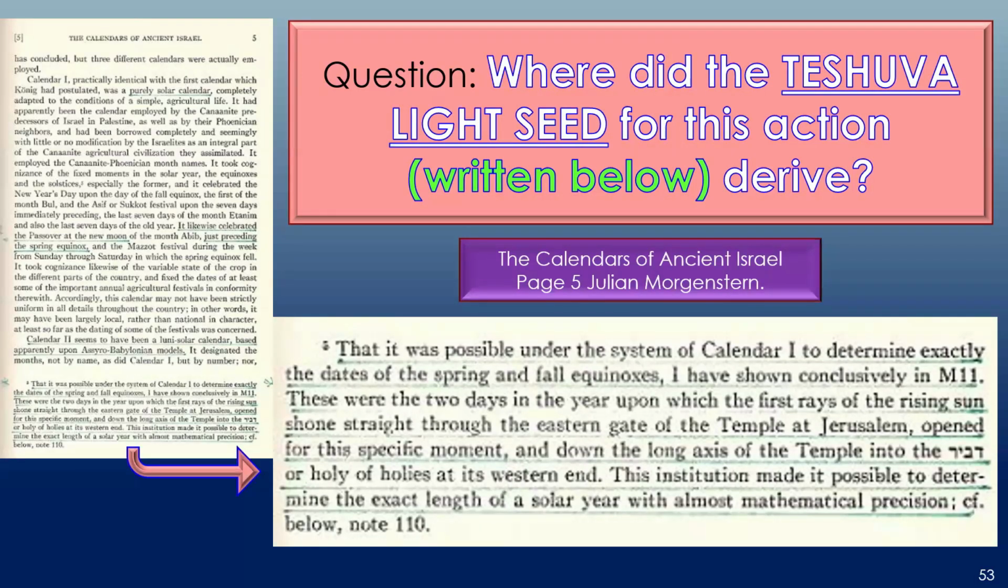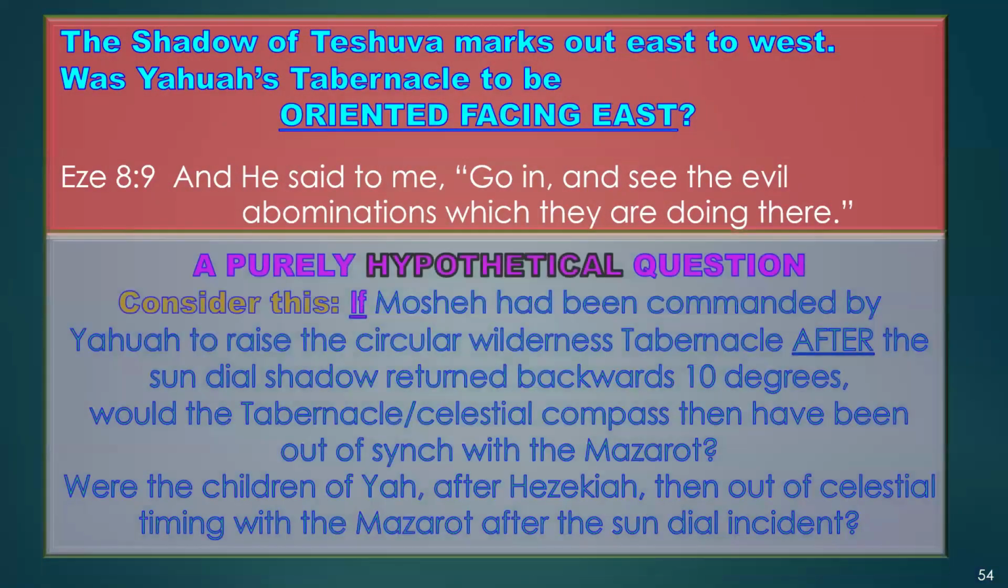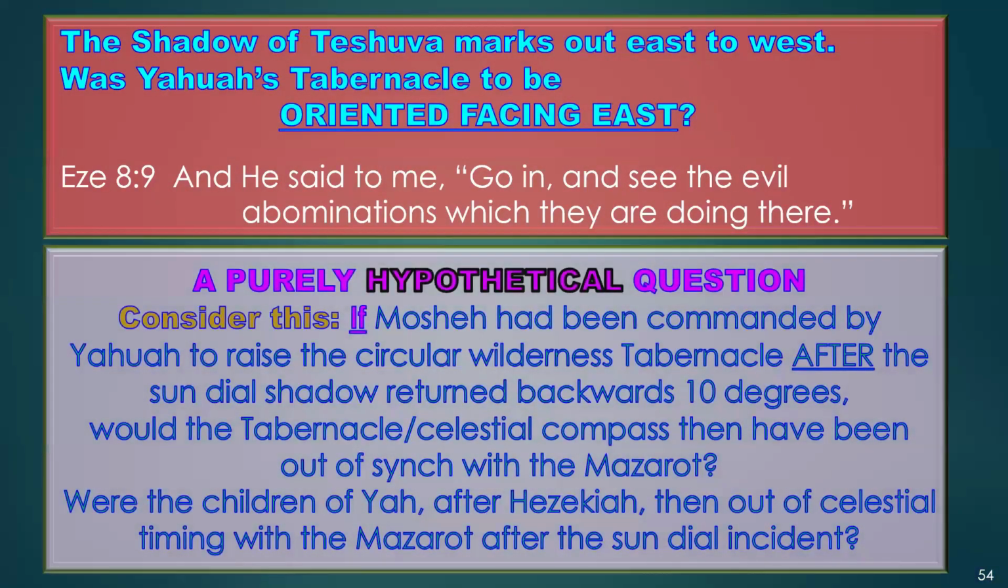We are not taught this. This is hidden from our knowledge, if at all possible. Yet Yahuwah wants us to have this information. It is being restored. This is the importance of the day of the spring and fall equinoxes. The shadow of Teshuva marks out east to west. Was Yahuwah's tabernacle to be oriented facing east?